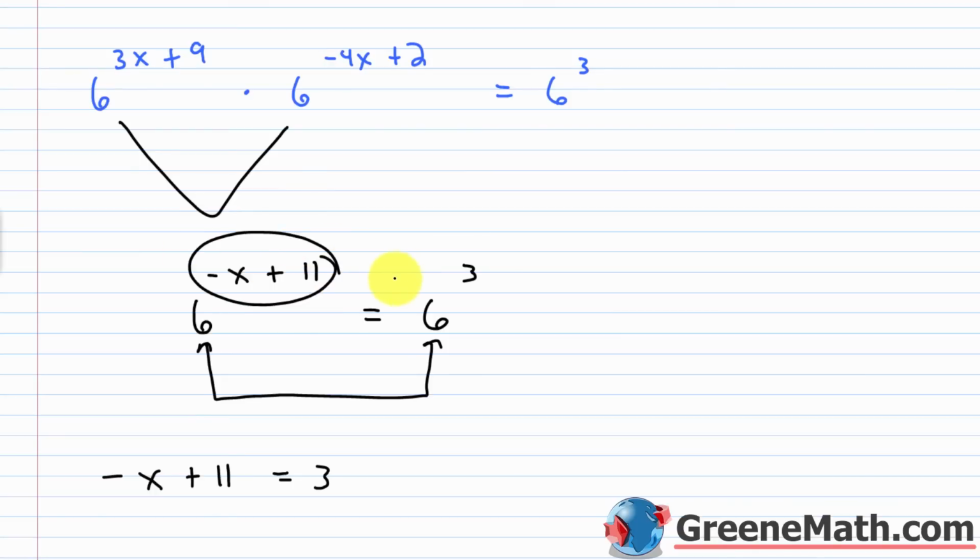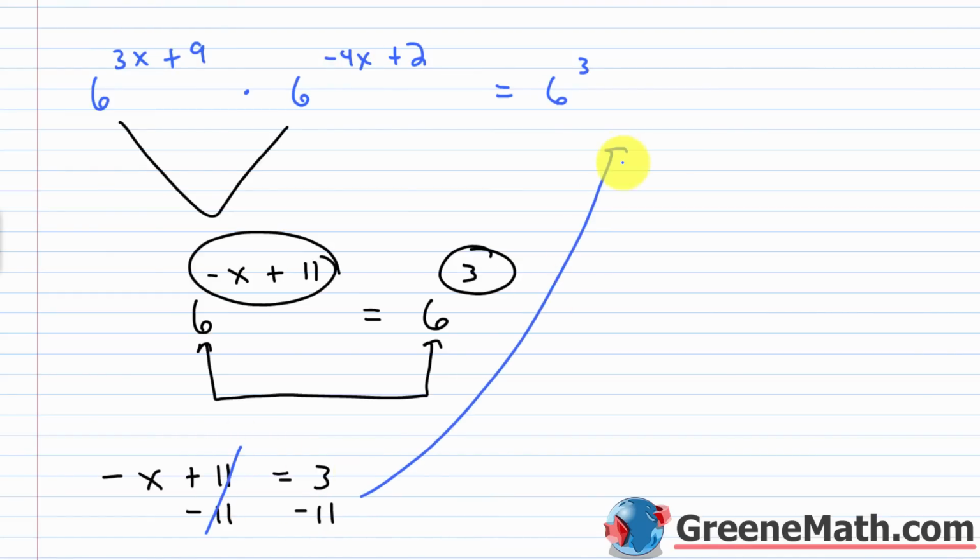Right? This guy is equal to this guy. So to solve this, let's subtract 11 away from each side of the equation. We know that that would cancel. And if I drag this up here, I would have negative x is equal to 3 minus 11 is negative 8. I can divide both sides by negative 1 or multiply by negative 1, whatever you want to do. In the end, we'll have that x is equal to 8.